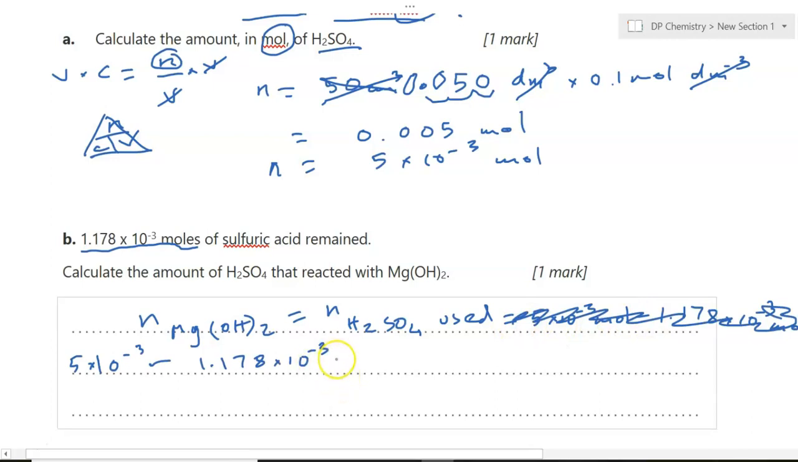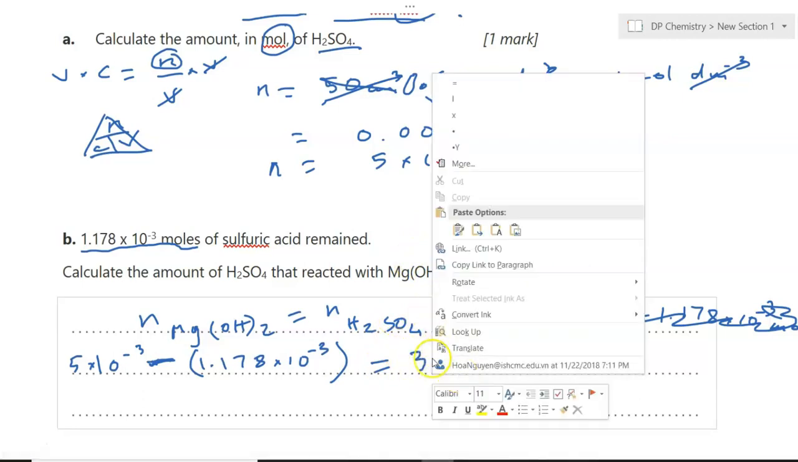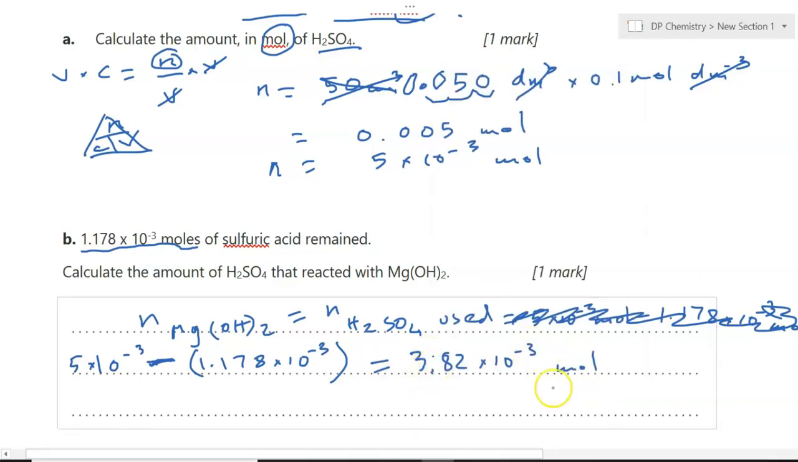When you put this in the calculator, don't forget to put the parentheses, because the calculator is not going to know that it needs to do the multiplication before the minus sign, the order of operations. So put this in the calculator. It gives you 3.82 times 10 to the minus 3. If you are really not very good with scientific notation, you can use this number here and convert it into decimal. But really, just get used to scientific notation. It makes your life so much easier.